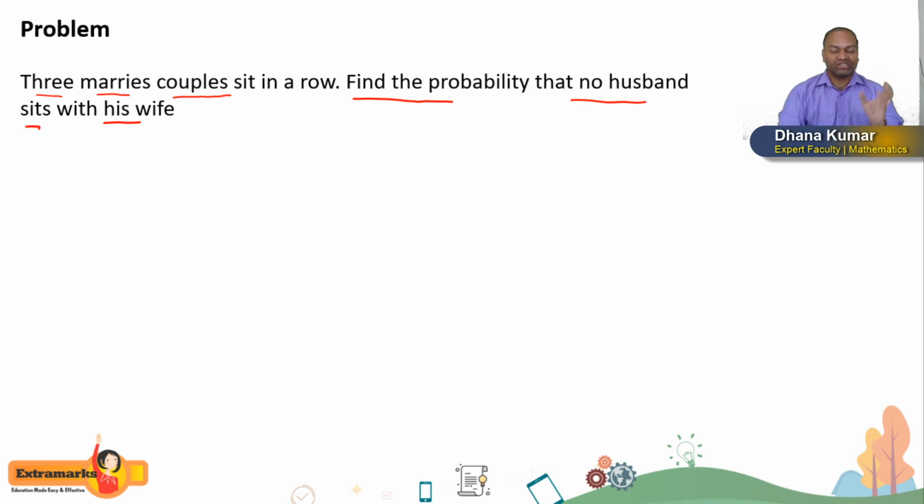Now first condition, total number of cases. Total number of cases means, as I told, without any restriction you have to write those possibilities, the arrangements. Total strength is 6 people. 6 people can be arranged in a row in how many ways? 6 factorial ways. But the 6 factorial answer is 720. Now let us come to favorable cases.